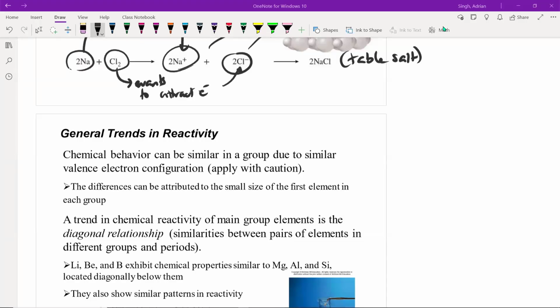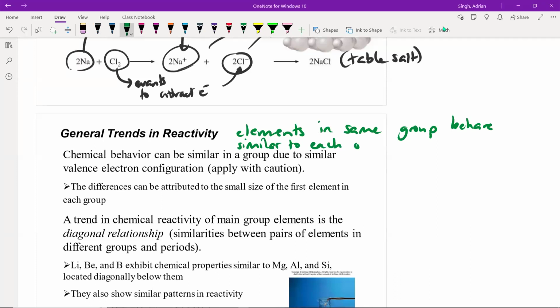So the first thing that we have already broached or alluded to earlier in the semester is the fact that elements that belong to the same group usually have similar characteristics. So they behave similarly to each other in a chemical sense. Okay, and that's generally the case. However, there are some exceptions. And usually what we find is the first element in each group behaves a little anomalously.